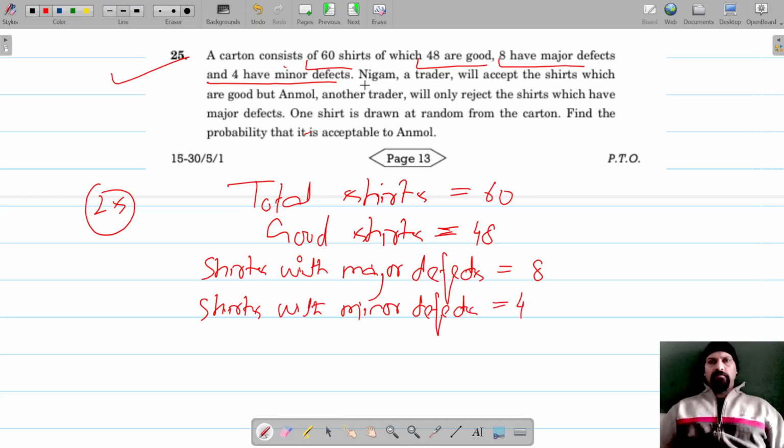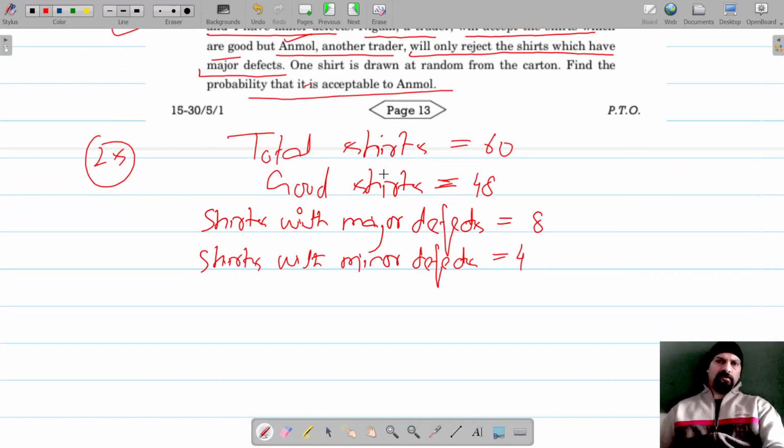Now Nigam is a trader who will accept only the shirts which are good, but Anmol, another trader, will only reject the shirts which have major defects. So Anmol is going to accept all the shirts, that is the good ones and the ones with minor defects. One shirt is drawn at random. We have to find the probability that the shirt is acceptable to Anmol.